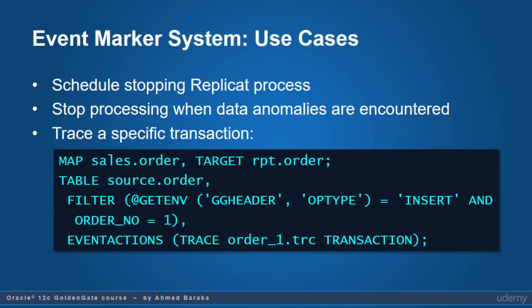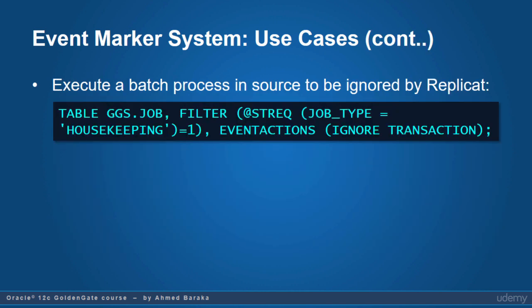The code example in the slide is showing how to use the system to trace a specific transaction. If an order number 1 is inserted into the table, the process will record the tracing of the transaction in the given trace file. In another scenario, you may need to run a batch in the source database that you don't want to replicate to the target systems. The code example in the slide is showing you how to do that, assuming that the whole batch job is done in a single transaction. The extract process will simply ignore that transaction.